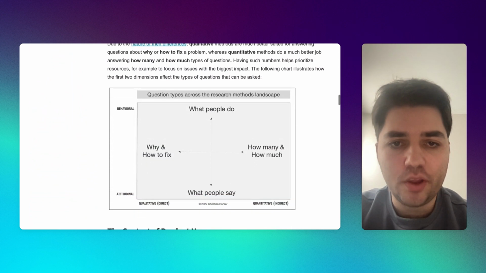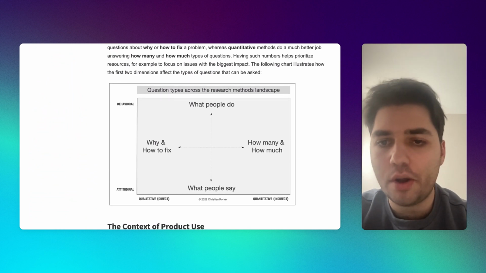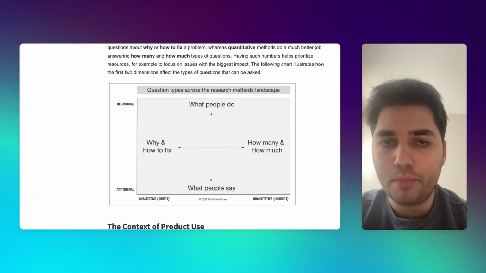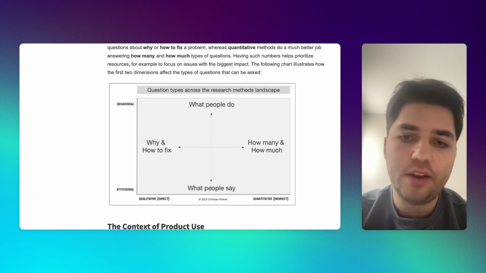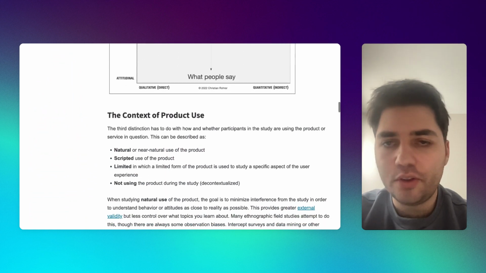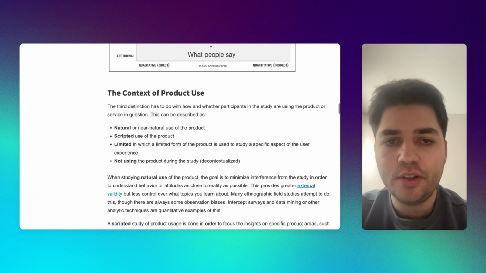So, really quickly, going over this behavioral, attitudinal, qualitative, and quantitative matrix. We have what people do versus what people say. Then on the qualitative versus quantitative side, why and how to fix versus how many and how much. There are four different contexts you might want to use a product: the natural context, the scripted context, the limited context, and the decontextualized context.